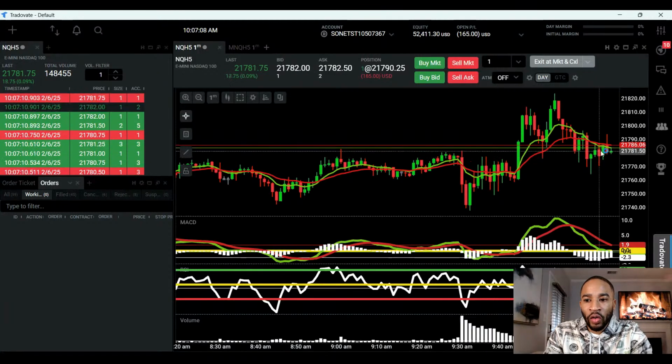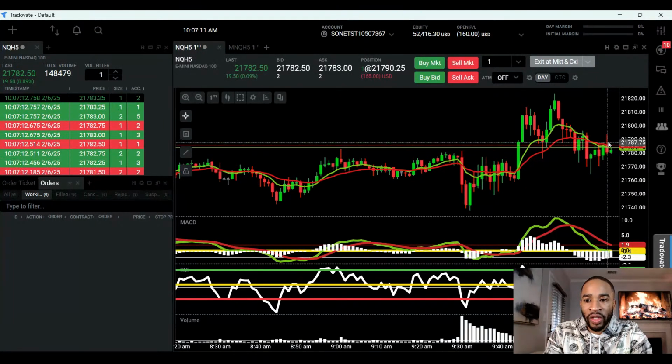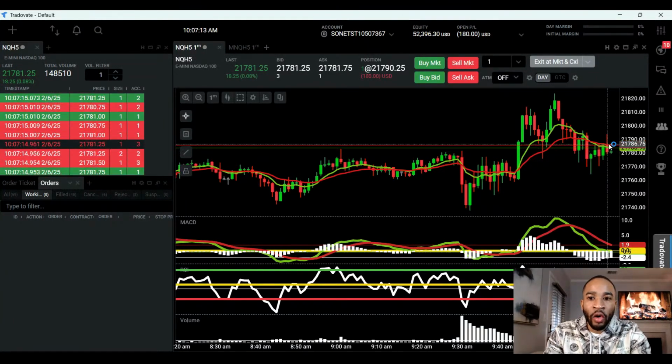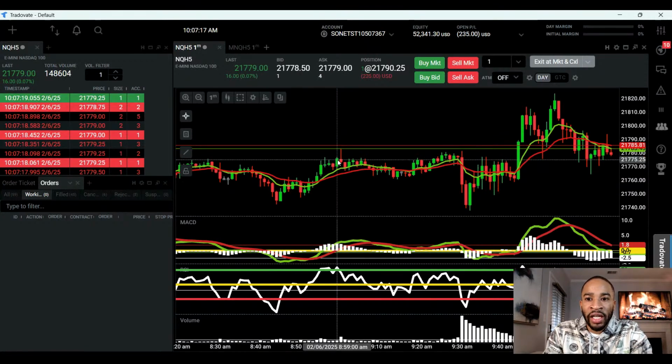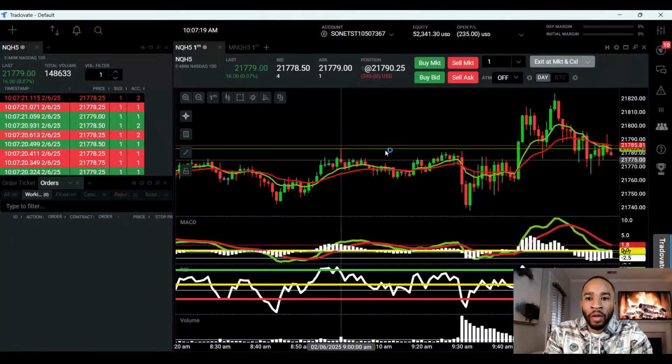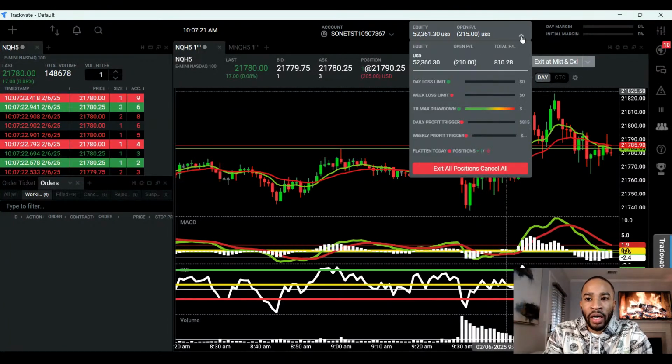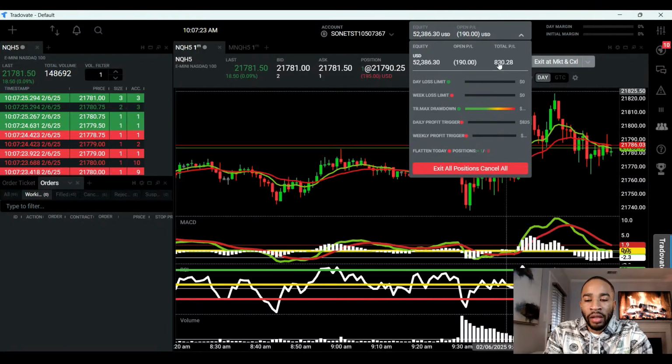So I'm glad I sold my entire position right here on this 1 minute candle, because it didn't close bullish and we started to pull back. So now I'm down about 200 and some change on this play. I'm not going to panic. I'm still green for the day, about $800.